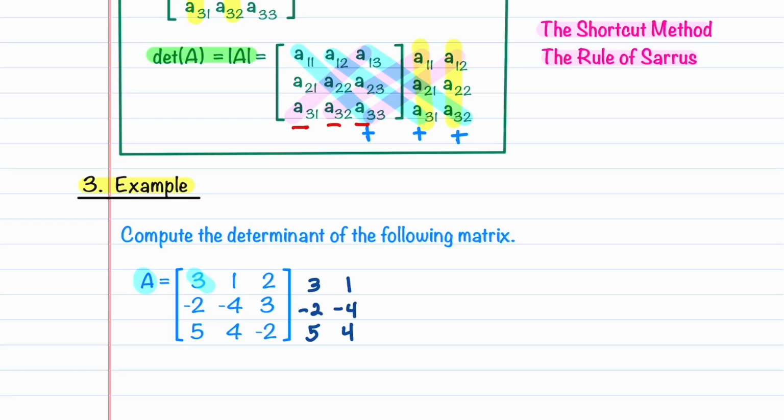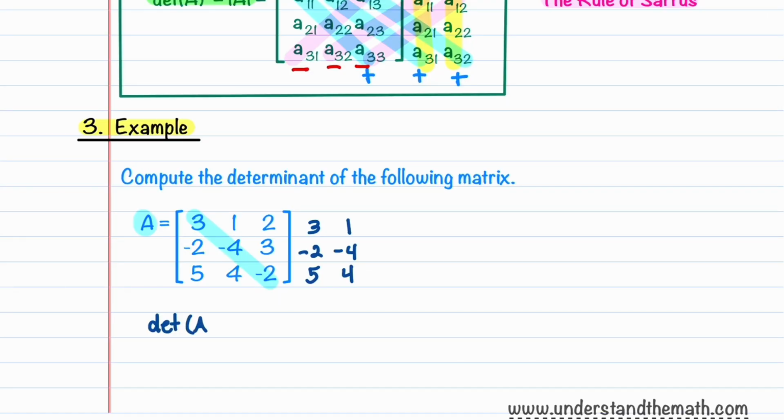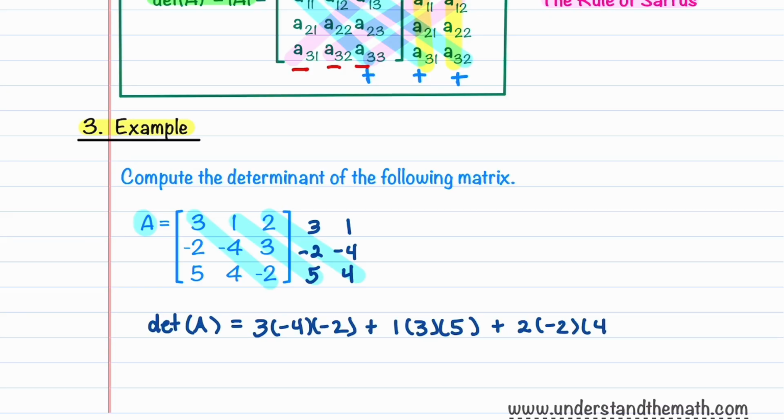Now we're going to multiply these numbers. So we can say determinant of A is equal to 3 times minus 4 times minus 2. Then we're going to multiply these numbers, and we're going to add that. So this is 1 times 3 times 5. And then we're going to multiply these numbers. And that's 2 times minus 2 times 4.